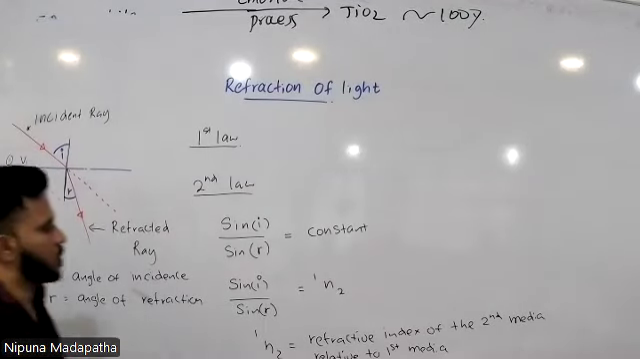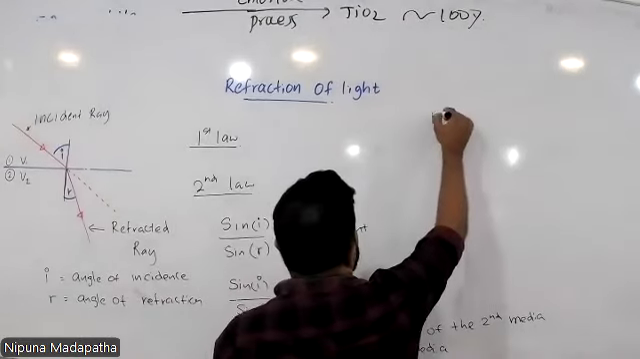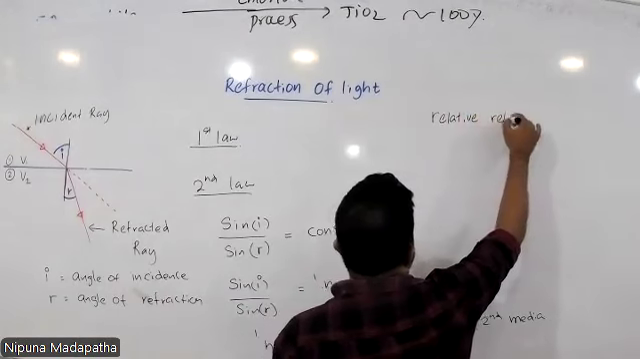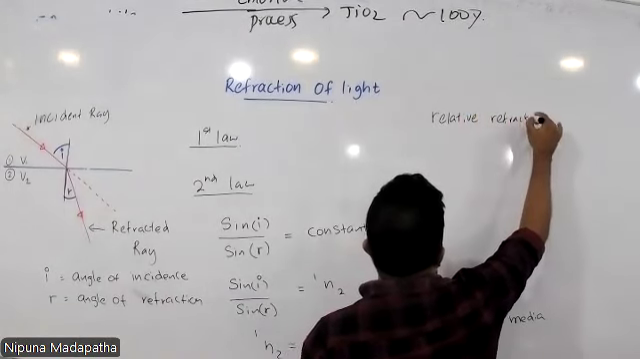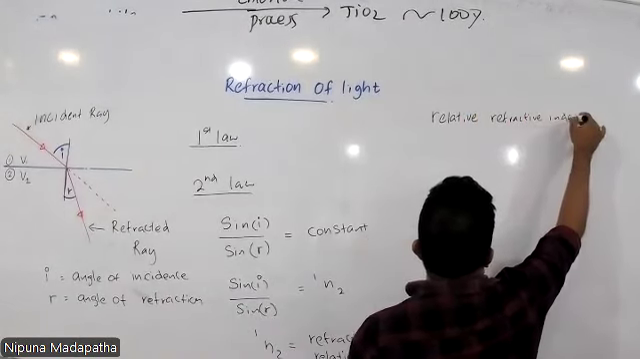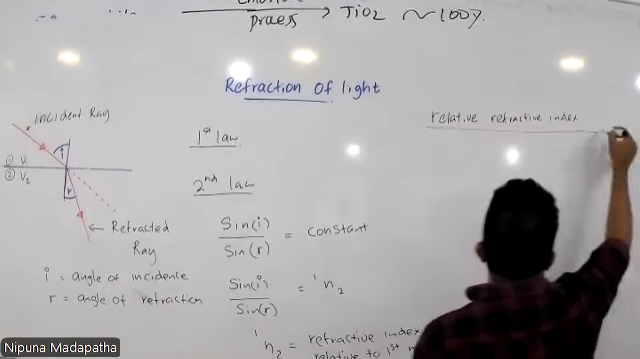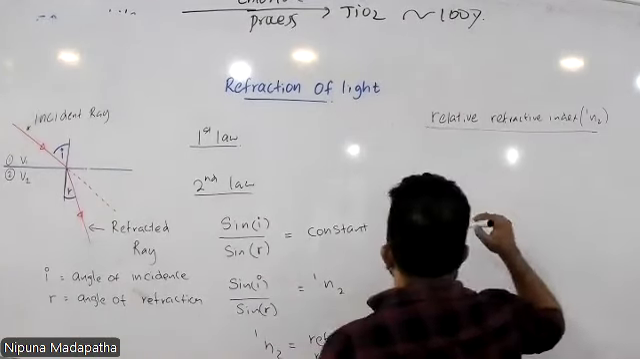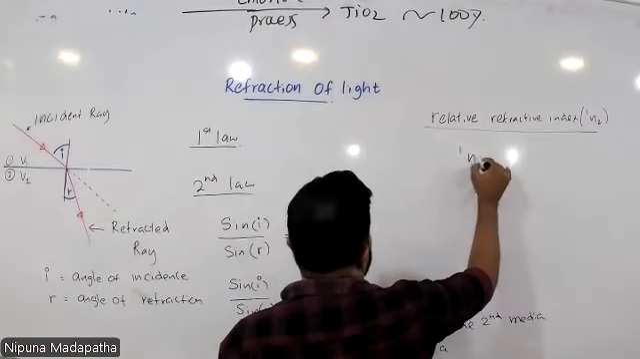1 and 2, which is known as the relative refractive index. Relative refractive index. If it is 1 and 2, this is how we define it.